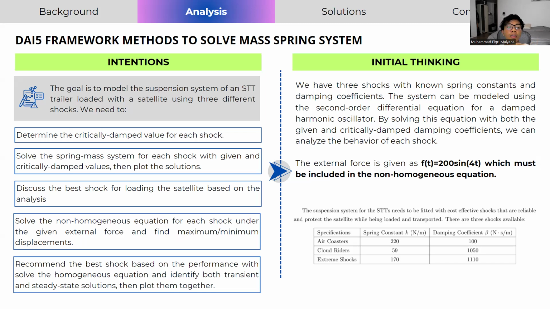The second is to solve the mass-spring system for each shock, with the given and critically damped values, then plot the solutions. And the third is to discuss the best shock for loading the satellite based on the analysis.